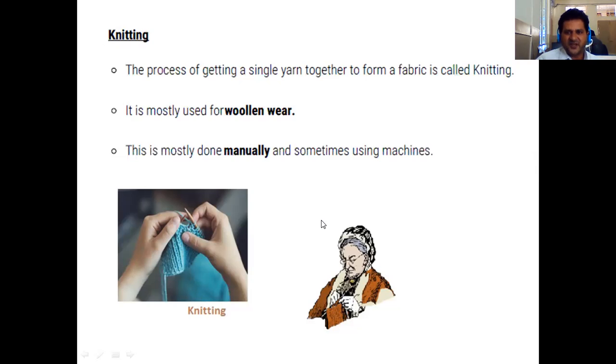So this is about your fiber to fabric basics. We study it extensively in 8th standard chemistry classes, where we learn how to obtain fibers and fabric. This is only basic information about how fibers and fabrics are obtained.